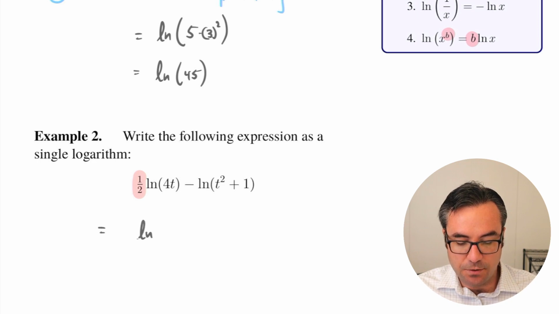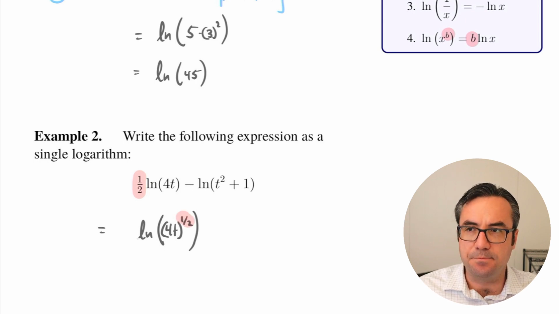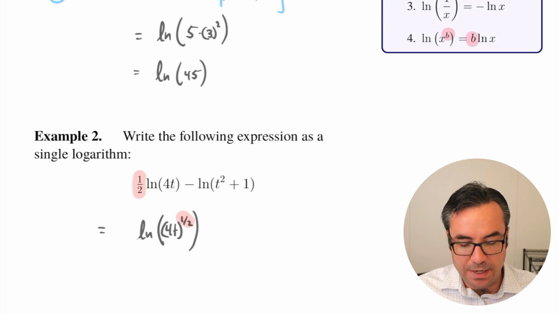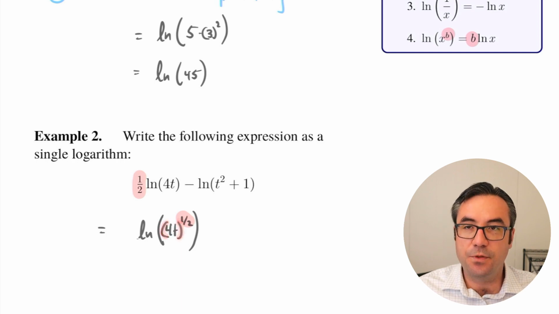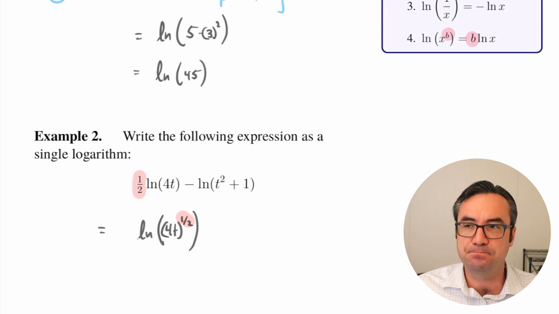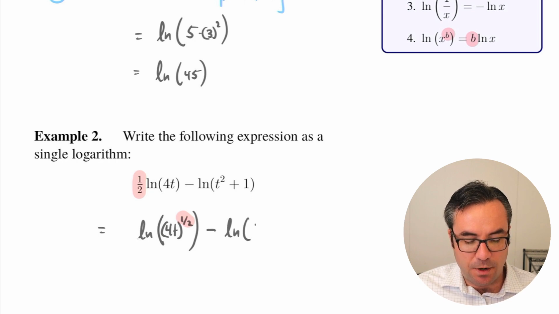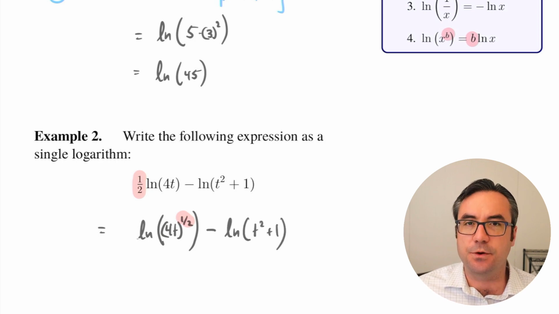So we're going to have natural log 4t, and that 4t, everything is getting raised to the 1/2 power. All right. And we need the parentheses around the 4 and the t because everything has to get raised to the 1/2 there. All right. So that's our first step. And then we have subtraction. And then the second log term was good. There was no constant multiple in front.